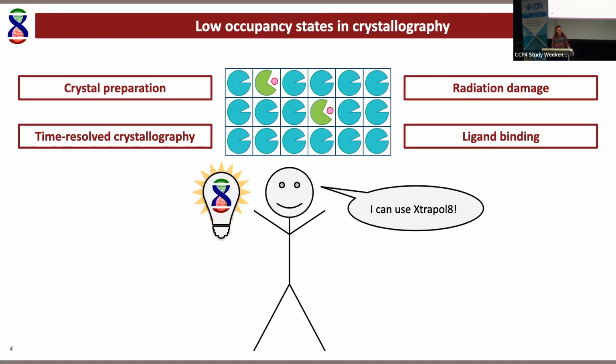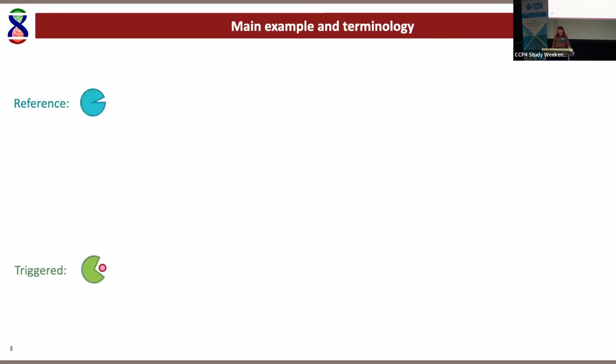Now, before I go into the details of Xtrapol8, I will explain something about the main examples and terminology that I will use. When I say the reference state, I refer to the state which is the most abundant one in the crystal. So mainly, this is a state of which we do not want to get the structure with our time-resolved or any other kind of experiment. Then I refer to the triggered state as this low occupancy state. So in the Pac-Man example, this is the eating Pac-Man.